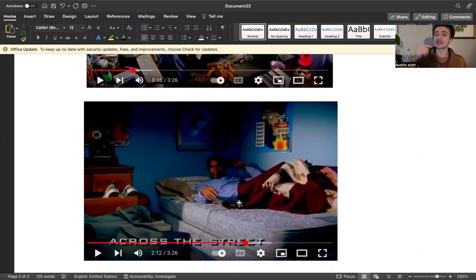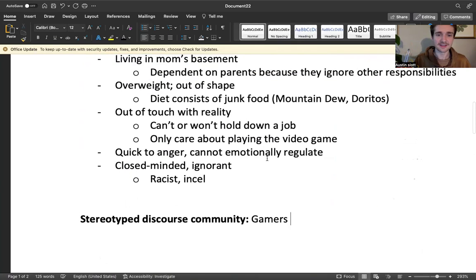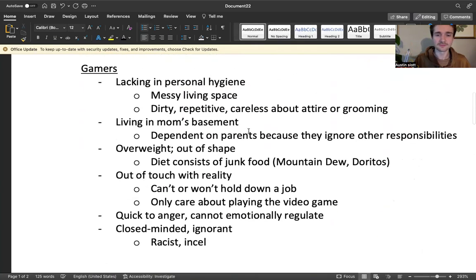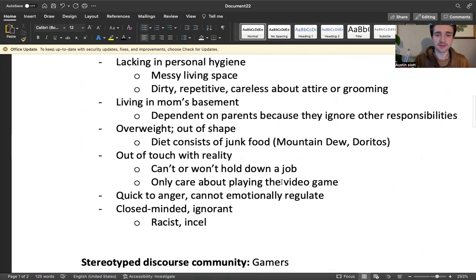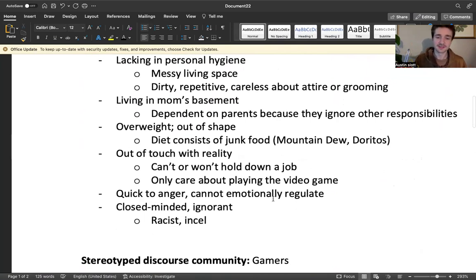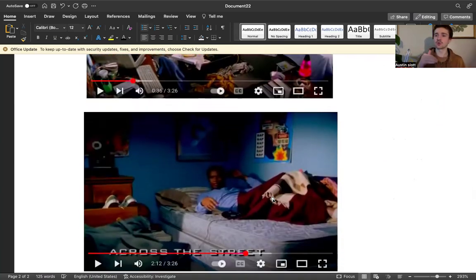If you wanted to take it a step further, he's sleeping with the controller. So going back to this idea that gamers all they care about is the game. They only care about playing the video game. Maybe you could make the argument for this character, it's so much so that there are sexual undertones. He's so close with the game that he's sleeping with it. He's sleeping with the controller. Okay?